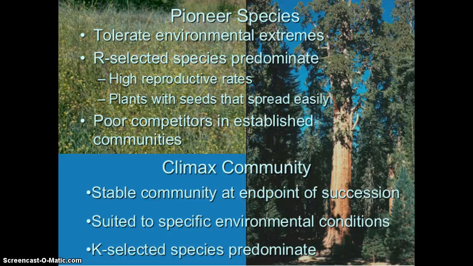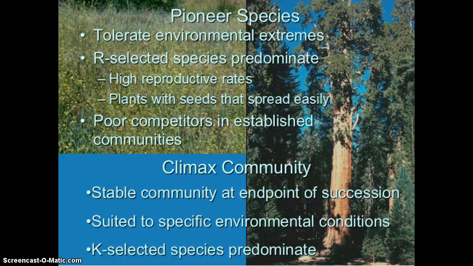And they're not very good competitors in a more established community. So these are things like grasses that will come in very early on, but once the other plants start to grow taller than them, they don't survive because they can't get the right amount of sunlight.